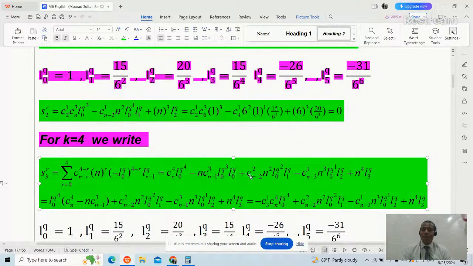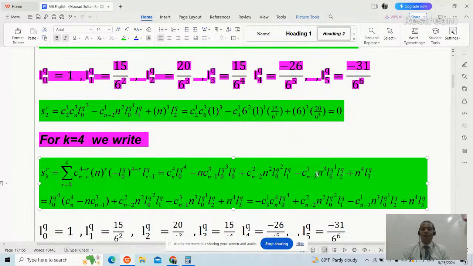Plus, learners, when r equals 2, I will obtain immediately combination n minus 2, choose 2, n squared, L0 of ODQ raised to the power 2 times L1, minus, when r equals 3, I will get n minus 3 combination, choose 4 minus 3 is 1, times n cubed, because r is 3, times L0 of ODQ, 4 minus 3 is 1 raised to the power 1, times L2 of ODQ cubed.